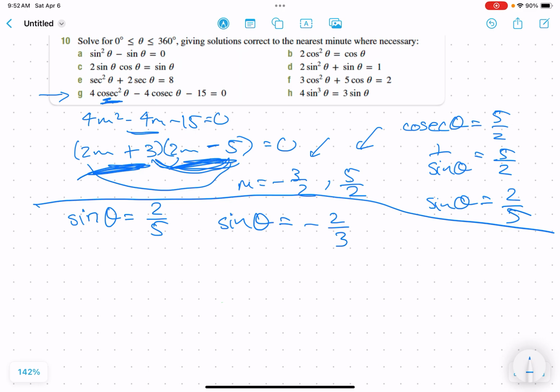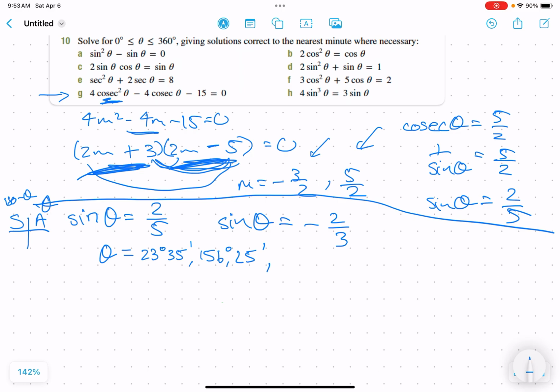Again, it's not an exact value, so let's use our calculator, inverse sine of 2/5. Sine is positive, all stations, in those first two quadrants, so I want theta, whatever theta is, and then 180 minus theta. So putting that into your calculator, you get 23 degrees 35, I think. So let's go for that: 23 degrees 35 to the nearest minute. 180 take away that is 156 degrees 25 minutes. I'm just going to put them all here.